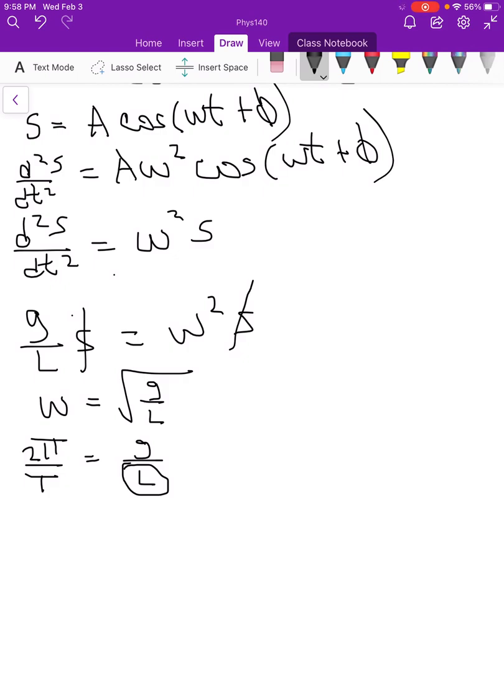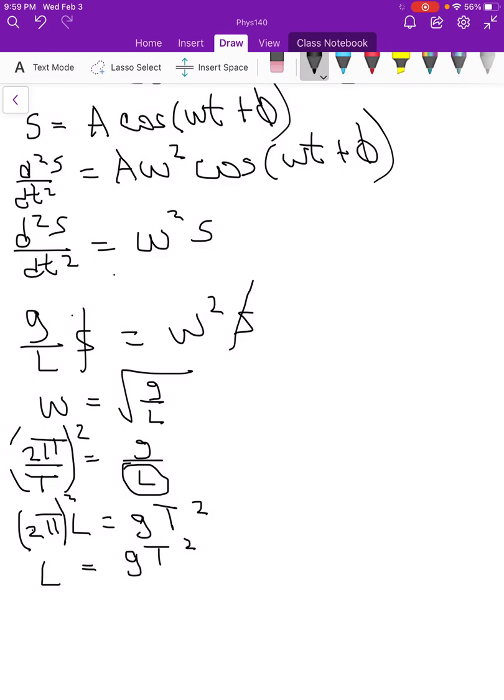So to solve for L, I'm just going to cross multiply. So 2 pi L is equal to g times capital T for period. And to get L alone, I'm just going to divide both sides by 2 pi. So I get g T. Oh, and I forgot to do something here. This should be squared. Right, so I'm going to have 2 pi squared here. And I'm going to have T squared here, and divided by 2 pi squared.